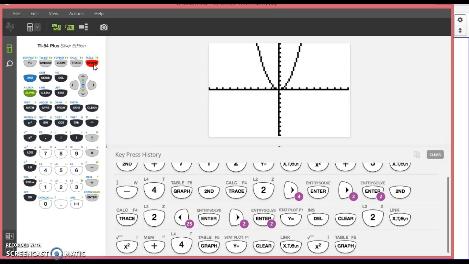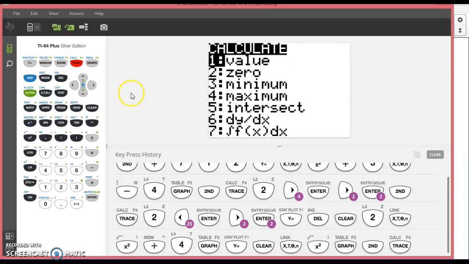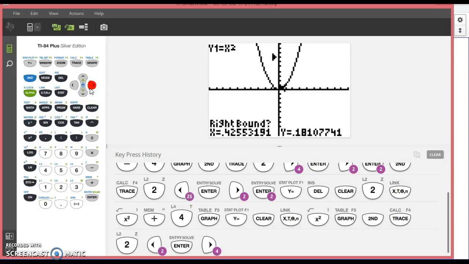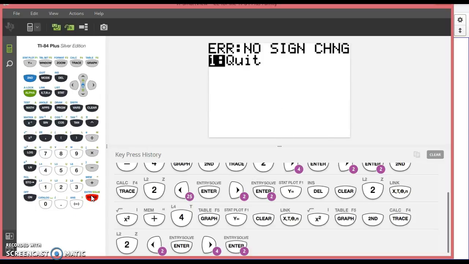Okay. Now, this one is hard to tell because you can't really eyeball it. So, let's do our calculate button. Second, calculate. 0 is 2. Now, left bound. I need to move my cursor a little bit to the left. Enter. Move it over a little bit to the right. Enter. Guess. Enter. Error. No sign change. So, what do you think?